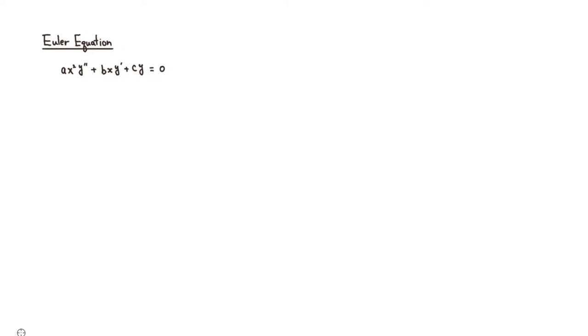Alright, let's look at the Euler equation. The Euler equation is written in this form: ax squared y double prime plus bx y prime plus cy is equal to 0. There's a convenient substitution to turn this into a linear equation with constant coefficients. So let's look at that.